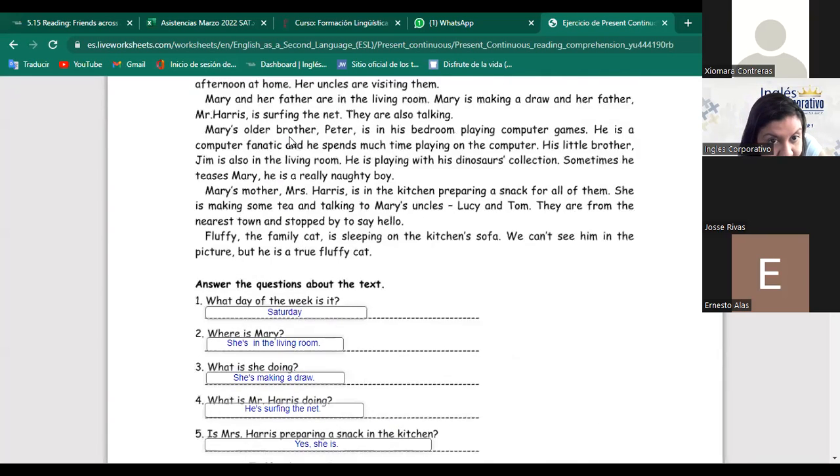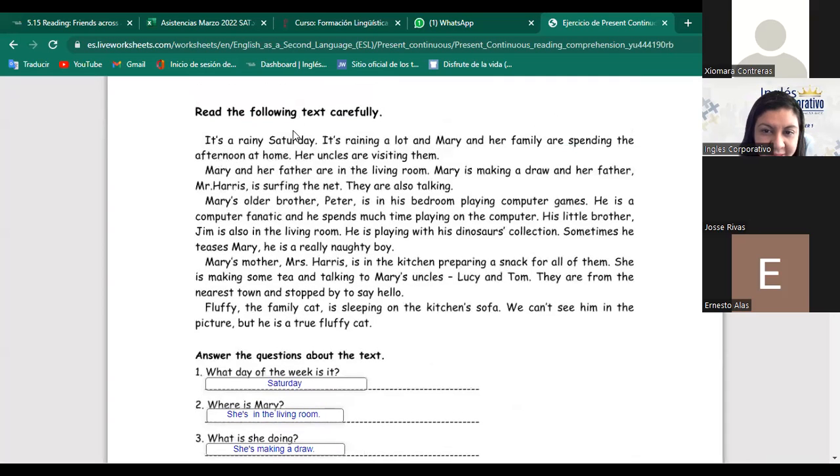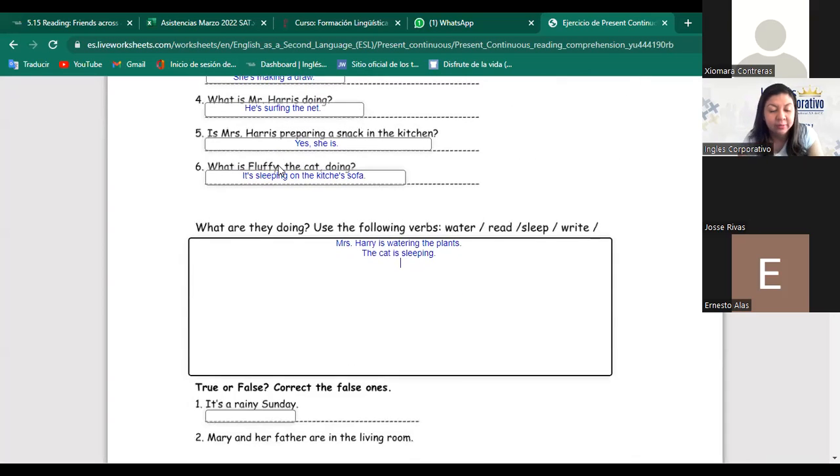Read and write. We can say the father, Mr. Harris, is reading the newspaper. Okay. In writing, we can say Mary's brother is writing a letter. A letter. Okay. Or a mail.